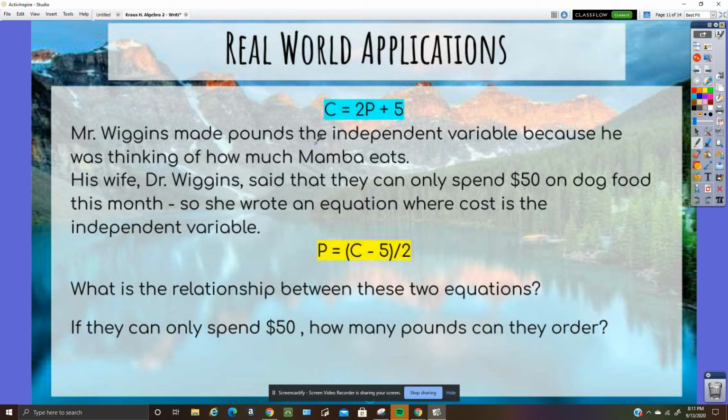Mr. Wiggins made pounds the independent variable here, P, because he was thinking about how much Mamba eats. His wife, Dr. Wiggins, said they can only spend $50 on dog food. So she wrote an equation where the cost is the independent variable. So in other words, she did the inverse function. So what's the relationship? These are inverse functions. If they can only spend $50, how many pounds can they order?